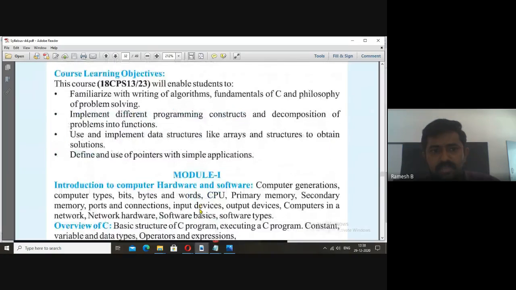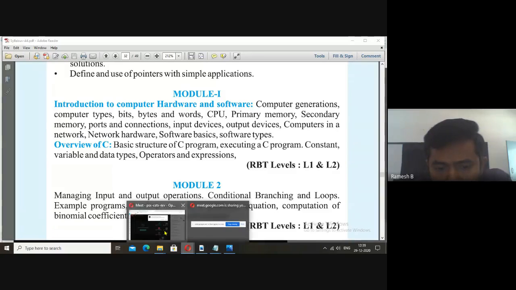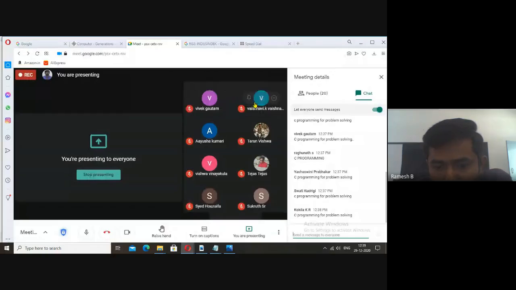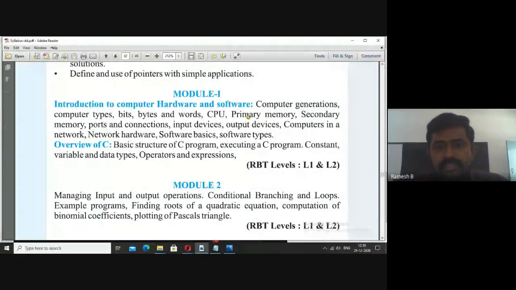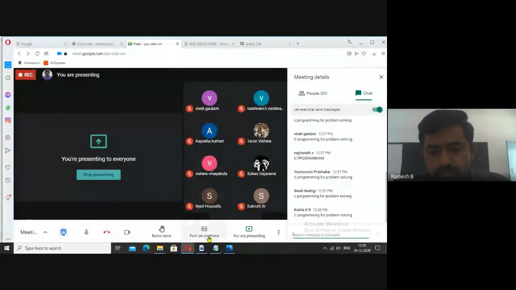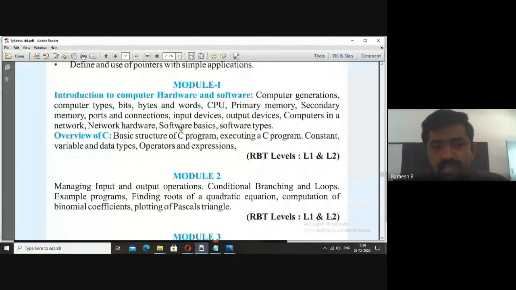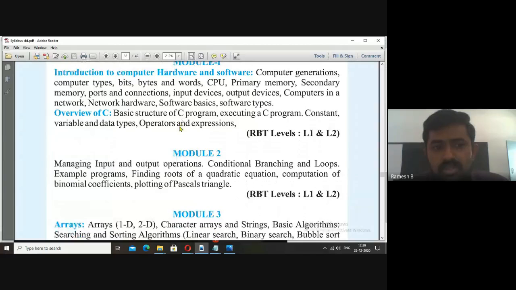In the first module, you're going to learn about computer hardware and software. Similarly, computer generations, computer types, bits, bytes, words, CPU, primary memory, secondary memory, ports and connections. Today you are going to learn until here. After that, input devices, output devices, computers in network, network hardware, software basics, and an overview of C language. This entire thing is in the first module.